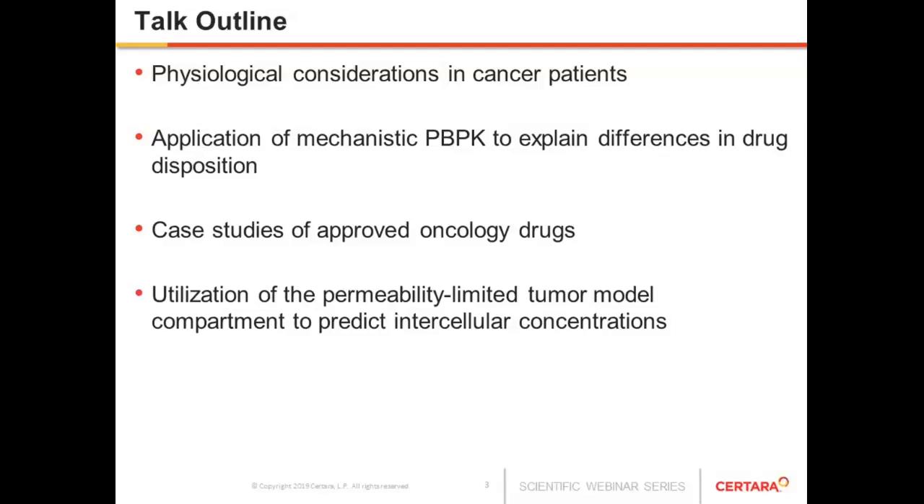Throughout the talk, I'm going to give some case studies of some approved drugs, specifically in the oncology field. And then I'm also going to touch on some of the applications going further with the cancer population, in terms of using tumor model compartments and trying to predict intracellular concentrations within tumors.